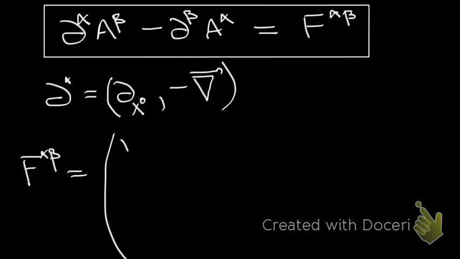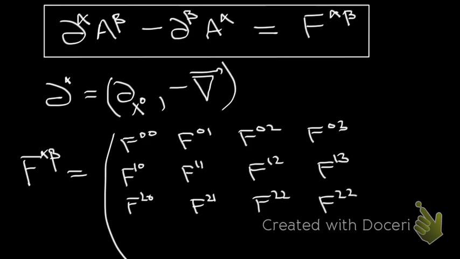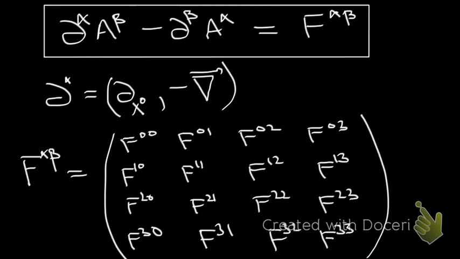now let's write down all the components. We would have F00, F01, F02, and F03. Likewise here we would have F10, F11, F12, F13. Now F20, F21, F22, F23, and F30, F31, F32, F33. So this is then the matrix form of my field strength tensor.